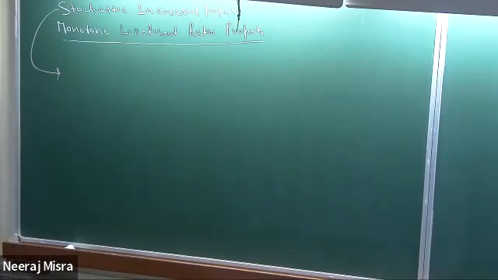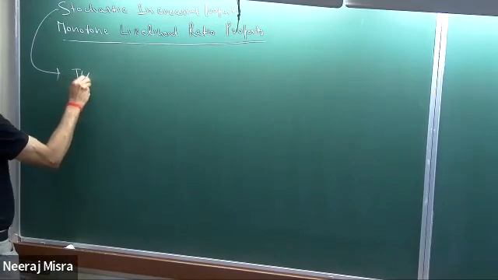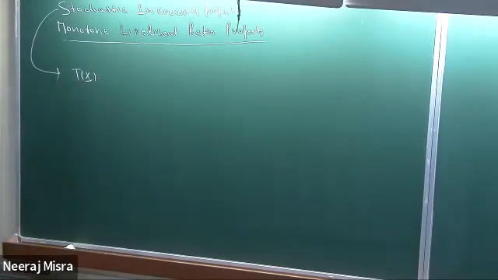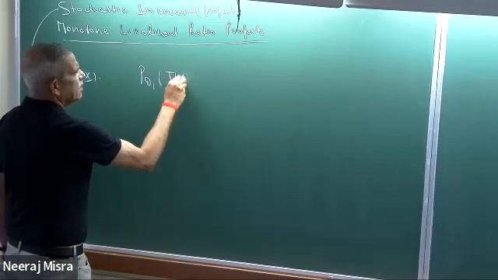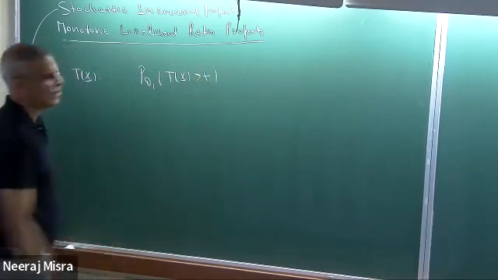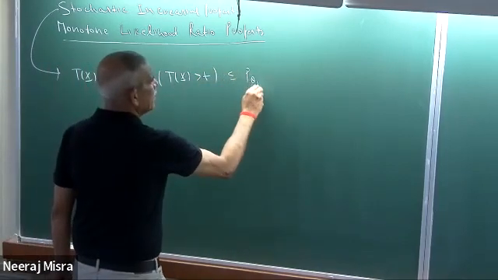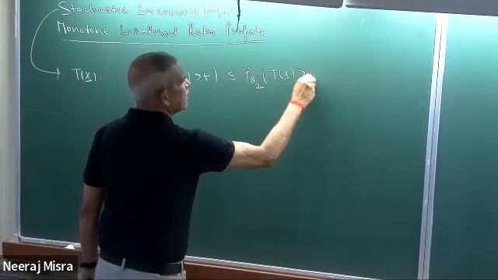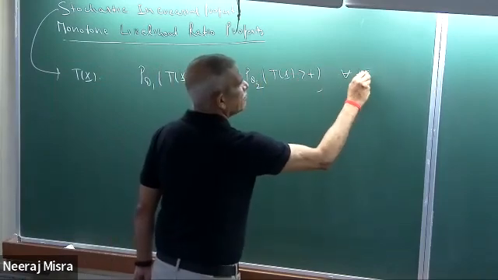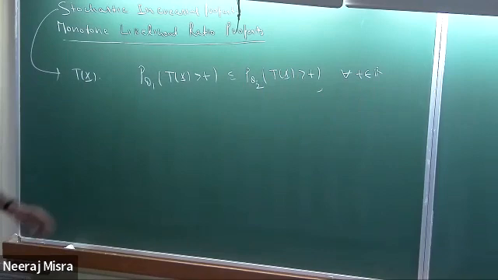What it means is a statistic T(X) would have a stochastic increasing property if the probability under theta 1 that T(X) is greater than any threshold t would be less than or equal to the probability under theta 2 that T(X) is greater than t, for every t belonging to R. What does this mean?